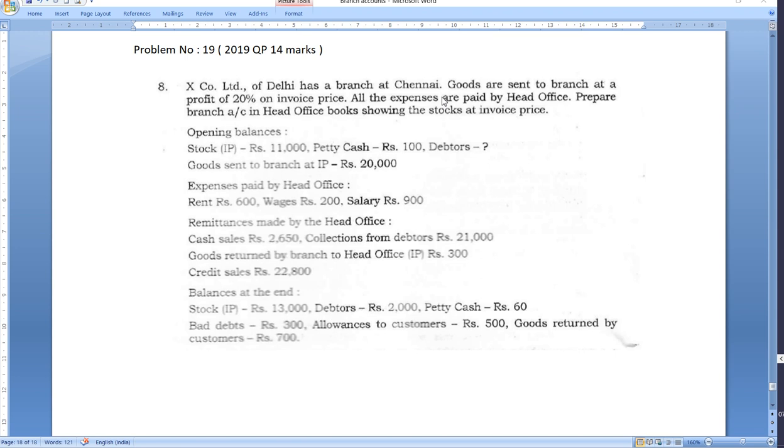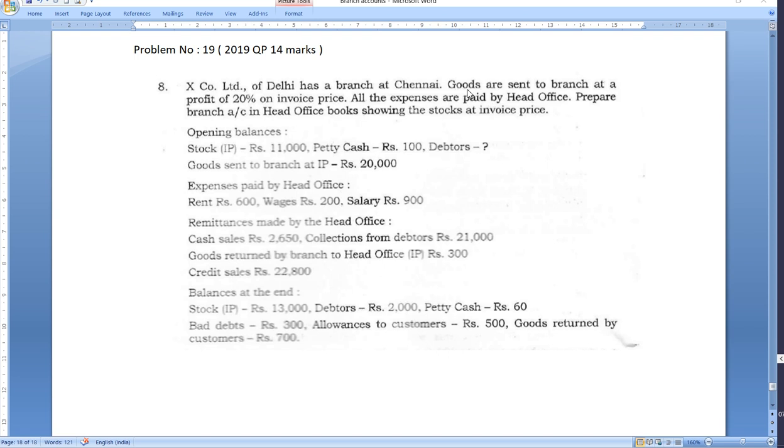In this class, we will see problem number 19, 2019 question paper, branch account. Let us understand the problem. X Company Limited has its head office at Delhi. Delhi has a branch at Chennai. We have to prepare the Chennai branch account in the books of head office.